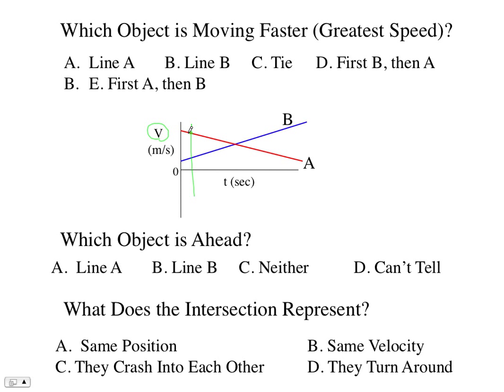And so at first line A is going faster, at some time later line B. And so first A, then line B. Which object is ahead? You have to watch about this. Even though A is going back toward the origin, you can't tell because you don't know where it started. And so A could have started way far in the positive direction from the origin. And so it could still be ahead of B even though it's going back toward the origin. The intersection just represents that at that time t, they both have the same velocity.